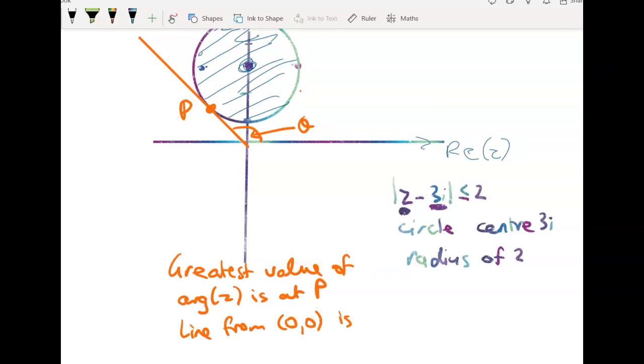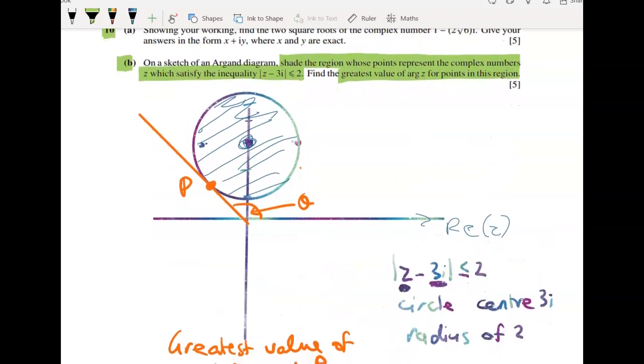So we might write that down. So the greatest argz is at point, let's just call it point A, where the tangent is touching the circle.